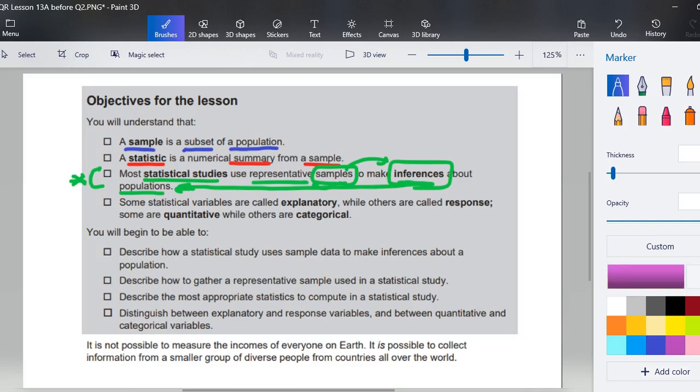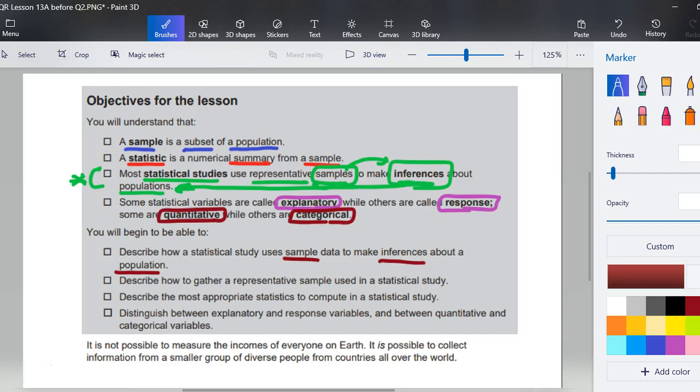Some statistical variables are called explanatory, while others are called response. Some are quantitative, others are categorical. You will be able or begin to be able to describe how a statistical study uses sample data to make inferences about a population. Yes, a sample, well done, can be used to make inferences about a population.